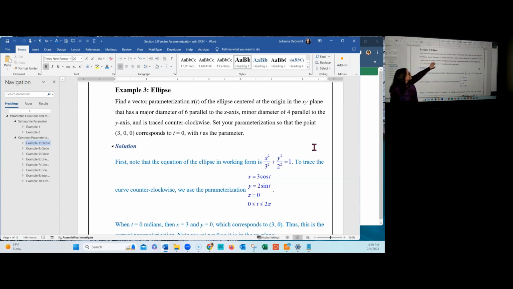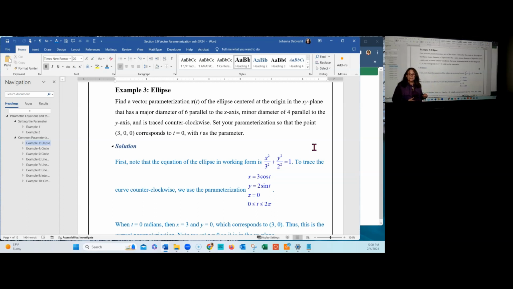That has a major diameter of 6 parallel to the x-axis. That doesn't mean it goes 6 this way and 6 that way. That means it goes 3 in the x and 3 in the negative x, right? And again, it would be graphed in the floor, and this is the positive x direction, and behind the screen is the negative x direction.